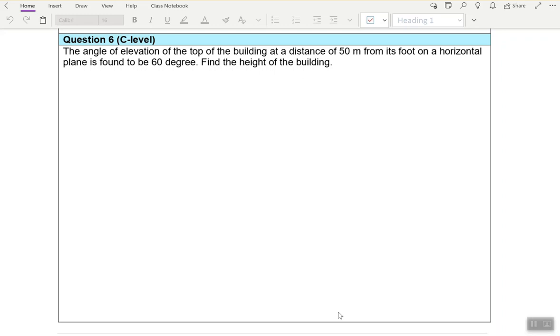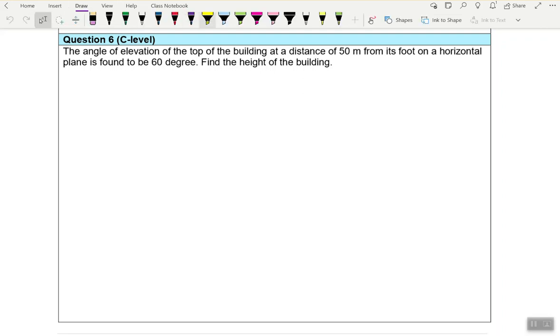For question 6, it's about trigonometry. It is worded a bit weirdly, but we'll go through it. The angle of elevation of the top of a building, at a distance of 50 meters from its foot on a horizontal plane, that's really important, is found to be 60 degrees. The question is saying, find the height of this building.